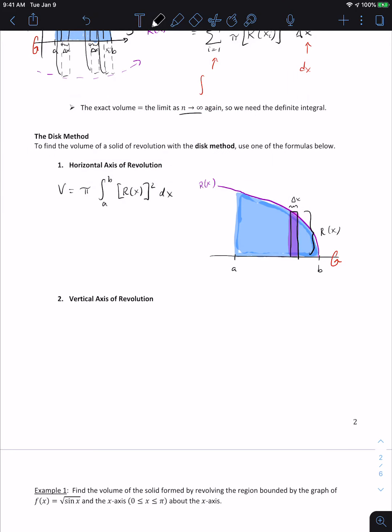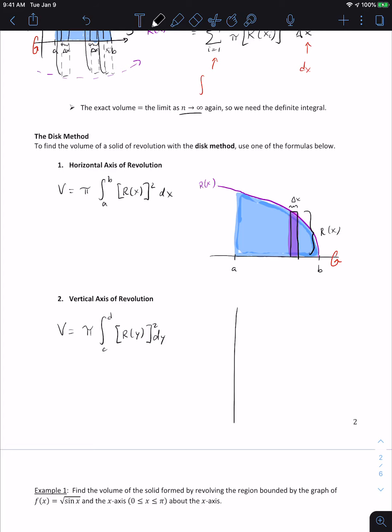How about if we have a vertical axis of revolution? Well, in that case, our formula stays the same. I'm going to go from C to D here since we're changing it up a little bit. But if we have a vertical axis of revolution, our function would be in terms of y, right? And I should square that. So let's draw a picture of that so we understand what's going on here.